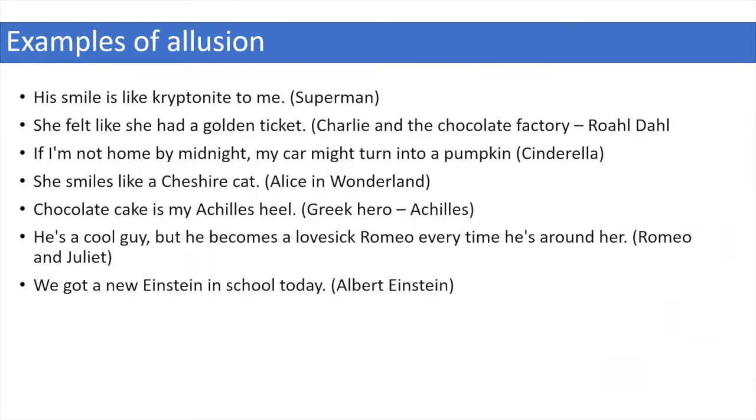Common examples of allusion. His smile is like kryptonite to me. This is a reference to Superman, whose downfall was kryptonite. She felt like she'd had a golden ticket. This is a reference to Charlie and the Chocolate Factory, when Charlie gets a golden ticket and he feels like the luckiest boy in the world.